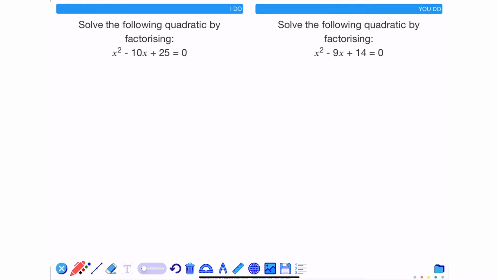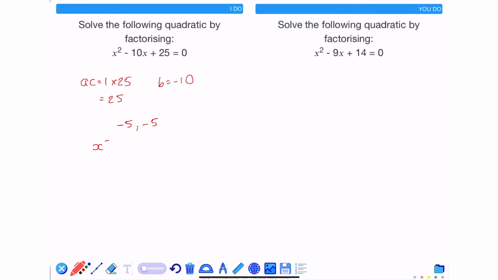In this video, we're going to take a look at how we can solve a quadratic by factorising. In another video that I'll link here, we learned about how we can factorise a quadratic using the AC technique. The value of AC in this question is 1 times 25. The value of B is negative 10. So I'm after two numbers that multiply together to give me 25, that add together to give me negative 10. The two numbers are negative 5 and negative 5.